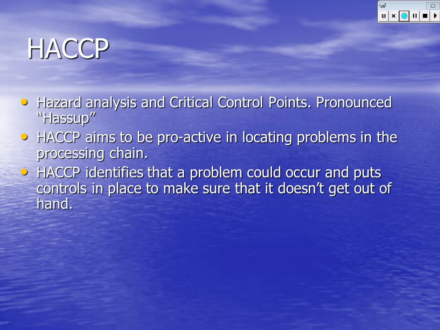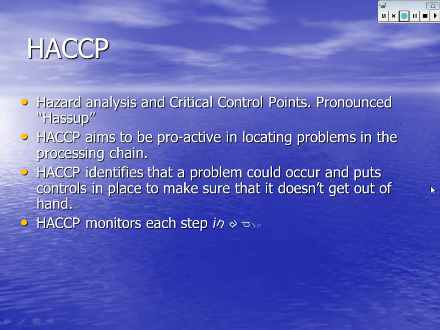So HACCP identifies any problem that could occur, and we put controls in place to make sure that the issue that we identify, or a group of issues that we identify, don't get out of hand, and hopefully we can mitigate those risks before they even become an issue, before we even set a plan in place.